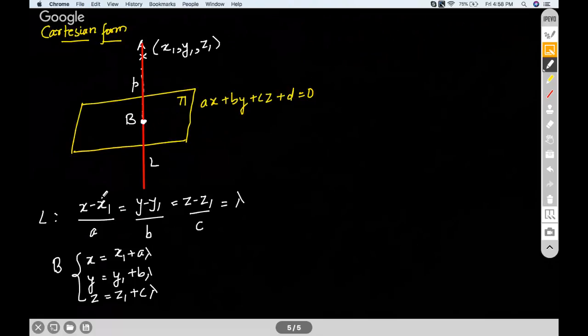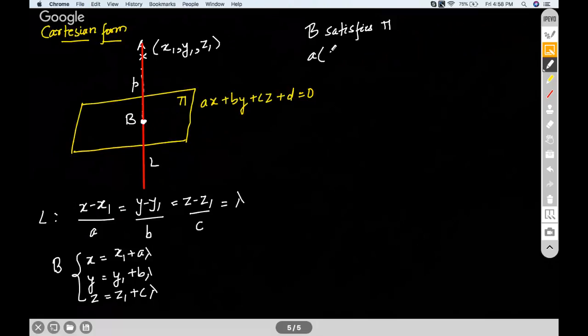All I need to do is make x, y, z the subject of the formula in this symmetric form of the equation of the line, and I get the coordinates of B. Now, how do I get the lambda value? By the simple fact that B satisfies pi, that is the equation of the plane.